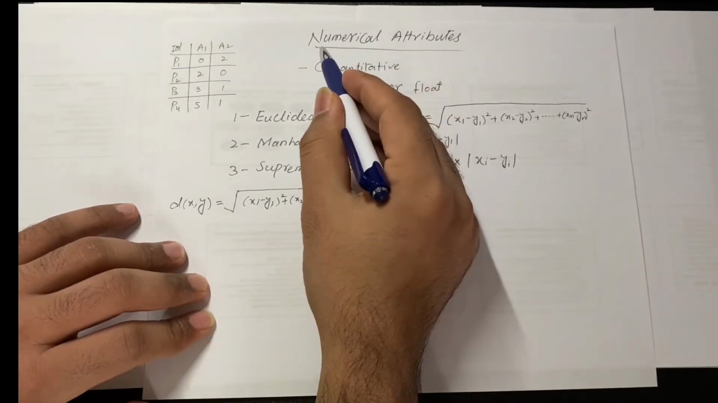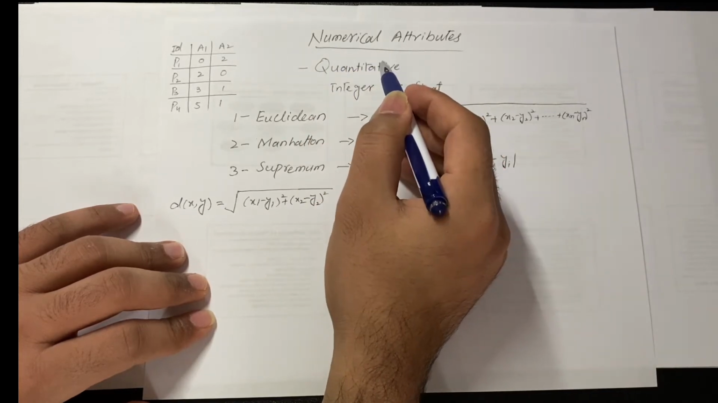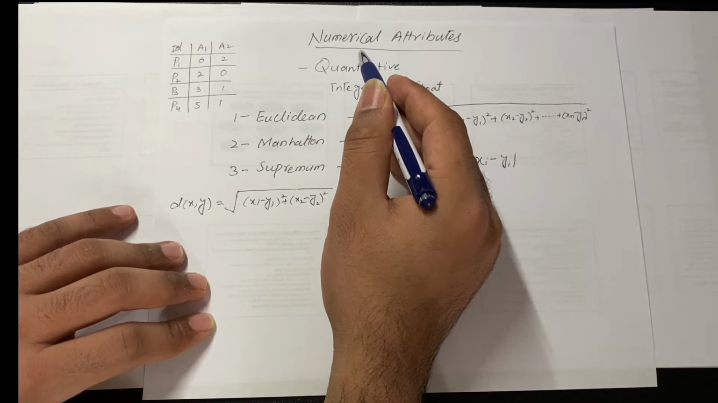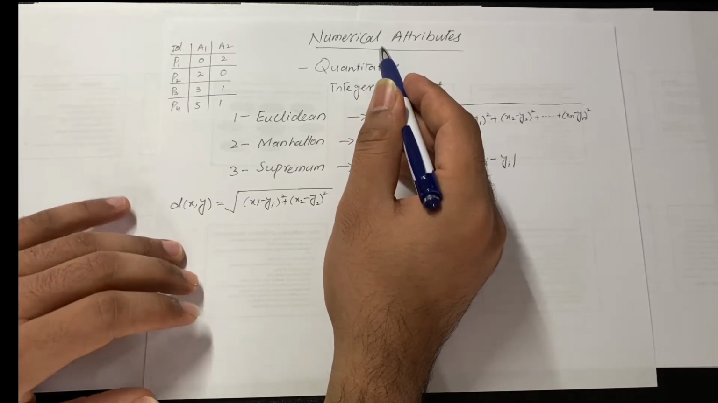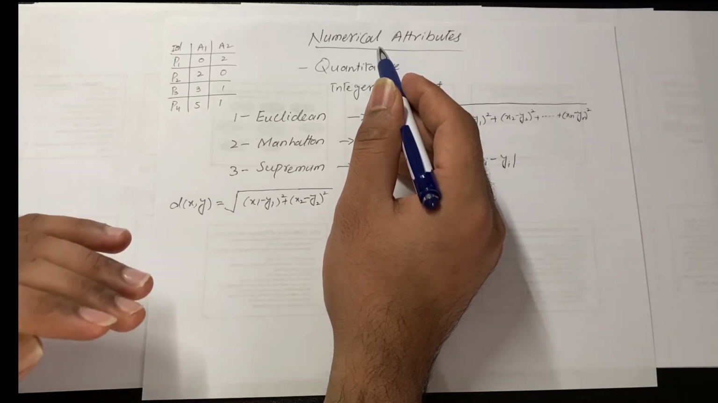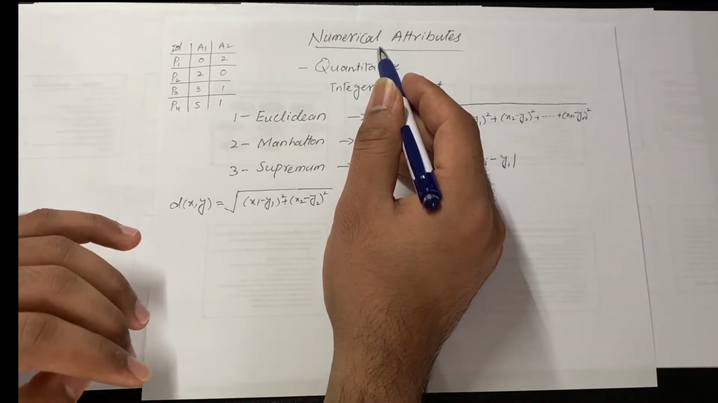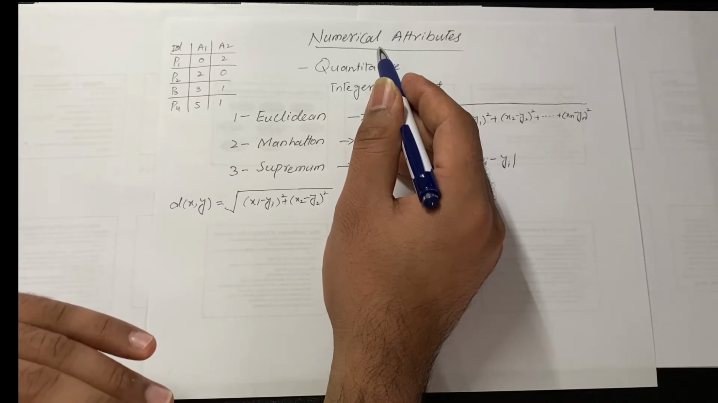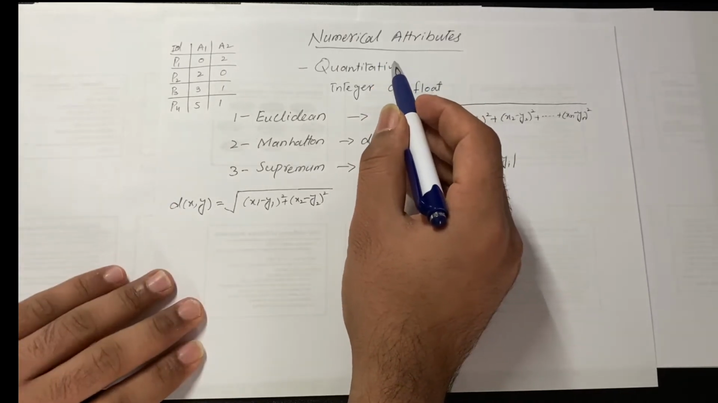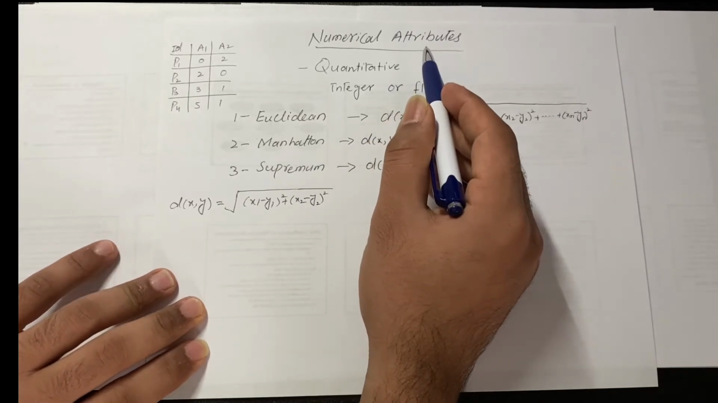In this video, we will discuss numerical attributes. Before I start this topic, I would recommend you please watch my previous video in which I already discussed nominal attributes, binary attributes, what kind of binary attributes we have, and the third is ordinal attributes. Let's start the topic. What are numerical attributes?